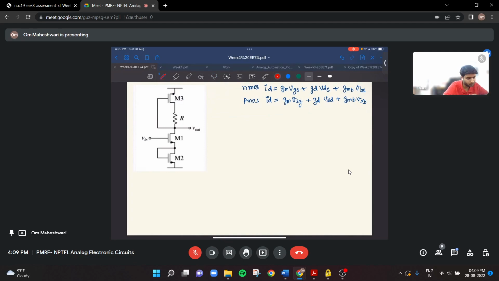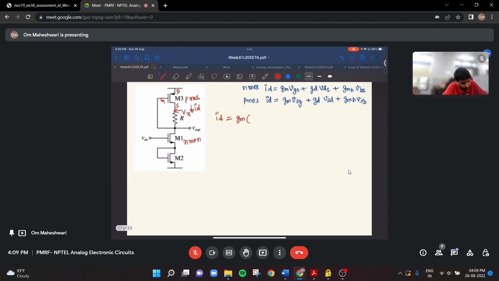So we will use the same equation. Above we have PMOS and NMOS. Let's say the current is ID. First I'll write for PMOS, ID equals GM times VSG. This is drain, source, gate. Let us say this is VX.